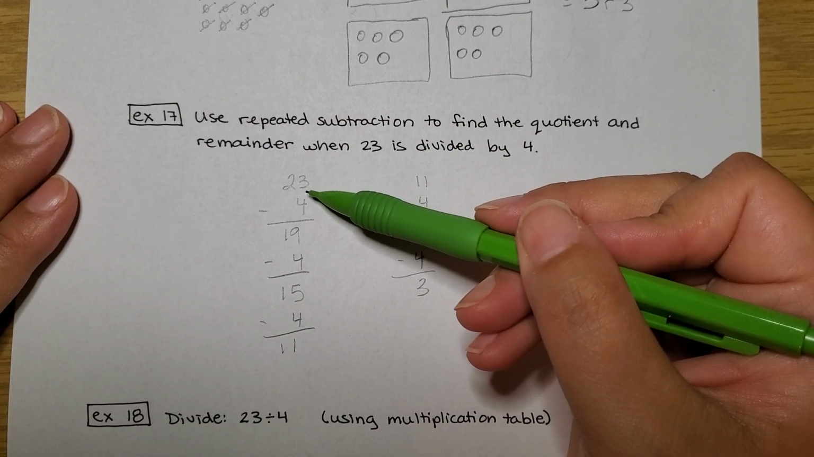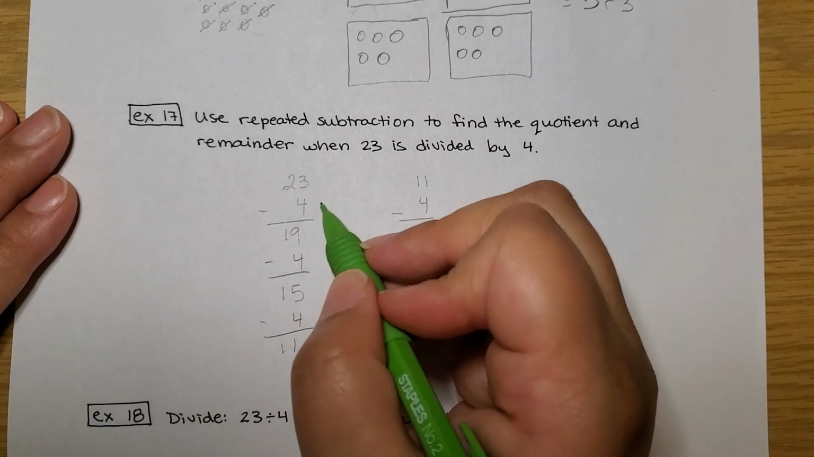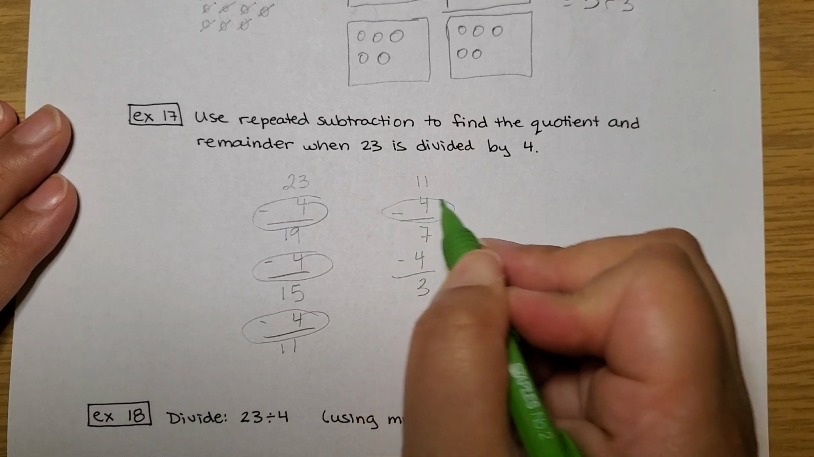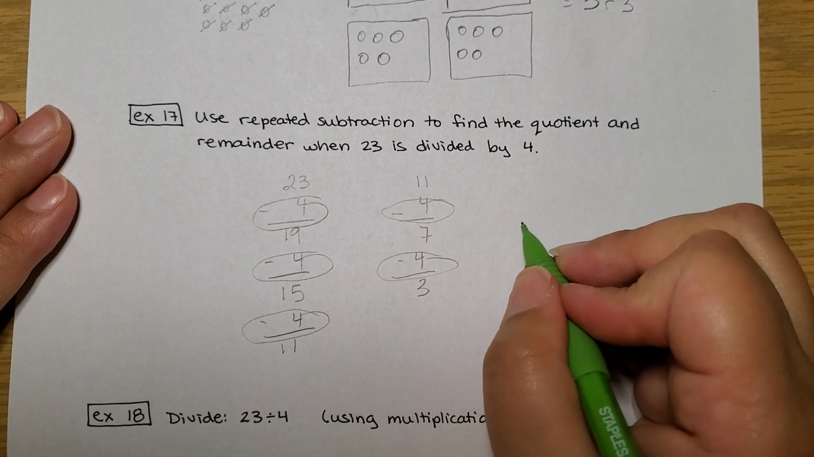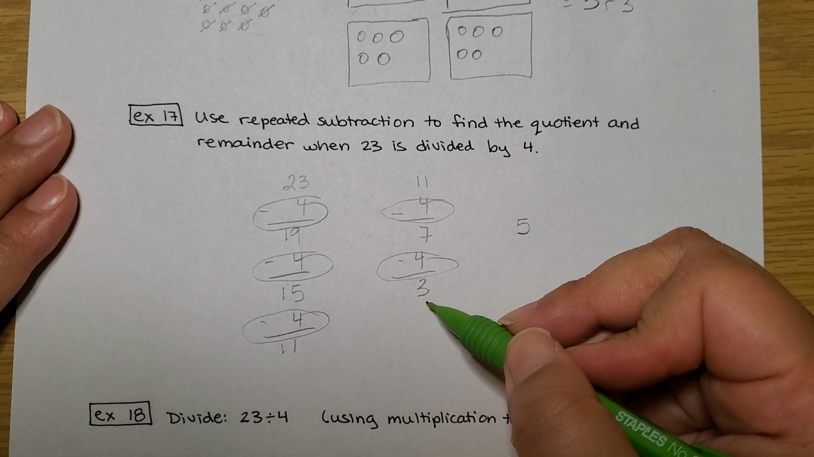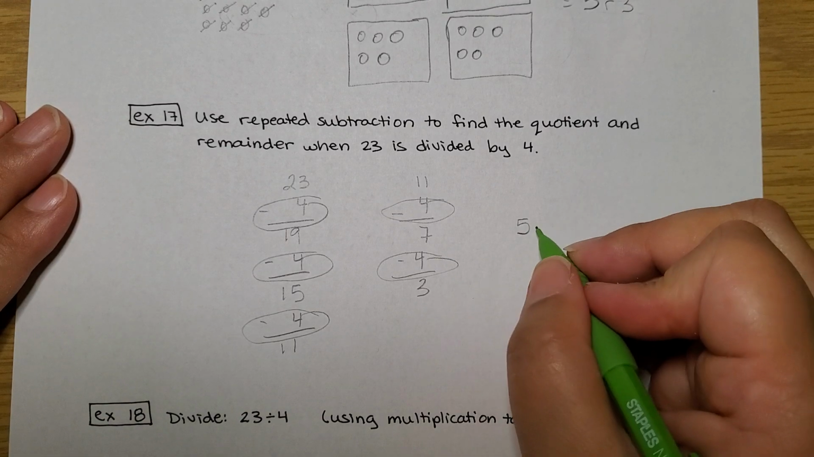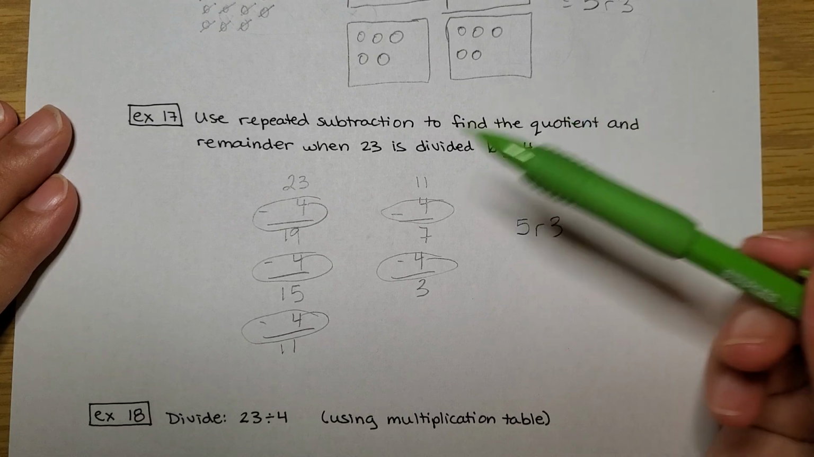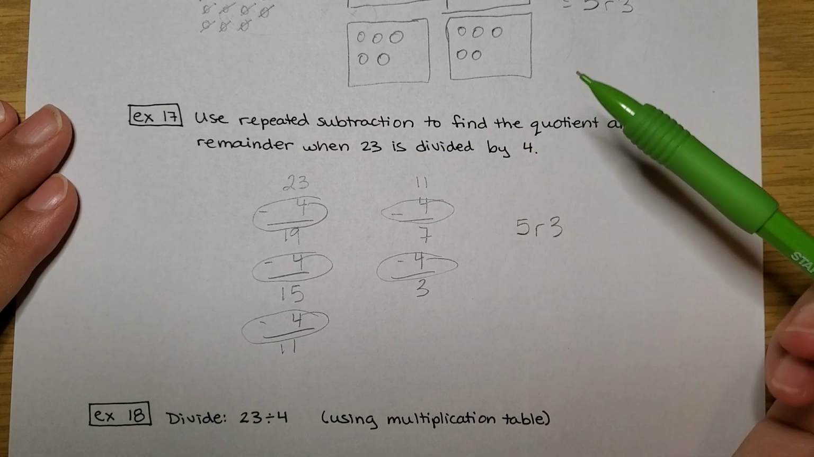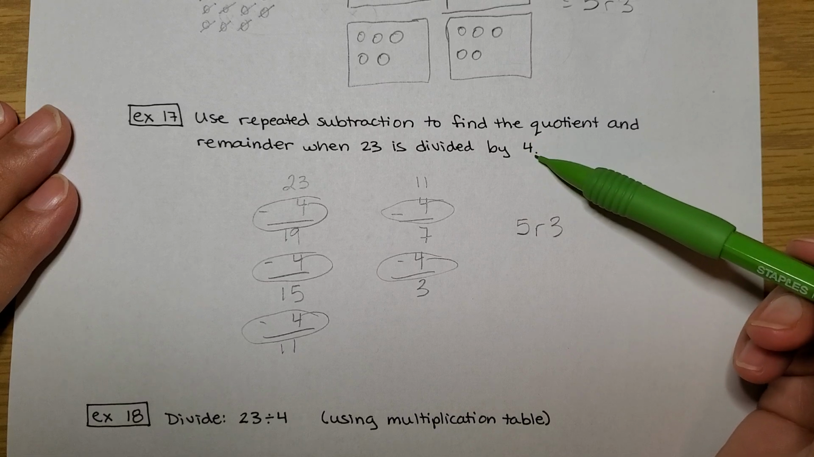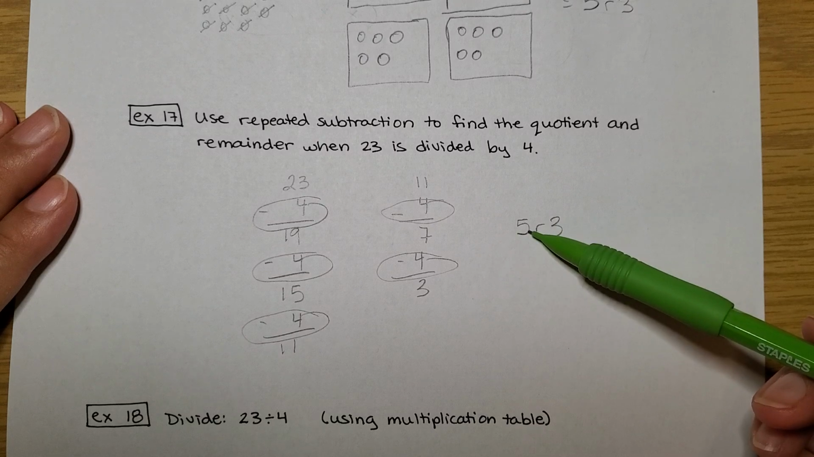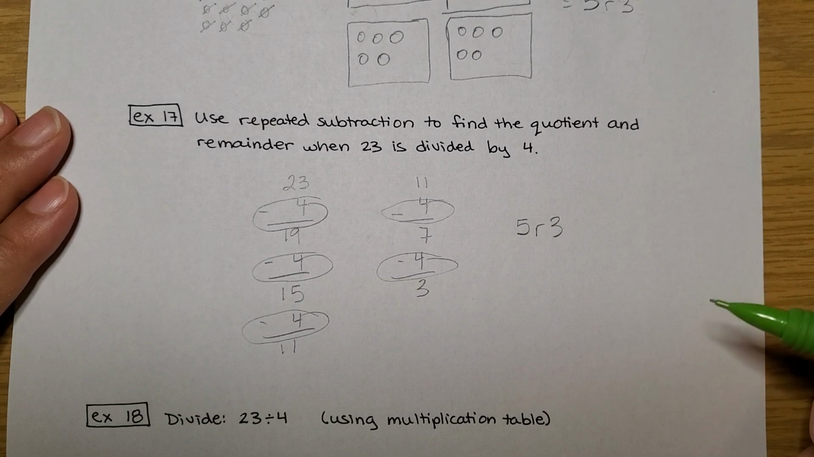So starting with 23, as I subtracted 4, I had to subtract a 4 1, 2, 3, 4, 5 times. And at the end, I couldn't subtract 4 since 3 is smaller than 4, so I had 3 left over. So this is another way that you can work through division: you can start with this number and then subtract the 4 until you can't anymore. However many times you subtracted it is the quotient, and then whatever's left over in the end is your remainder.